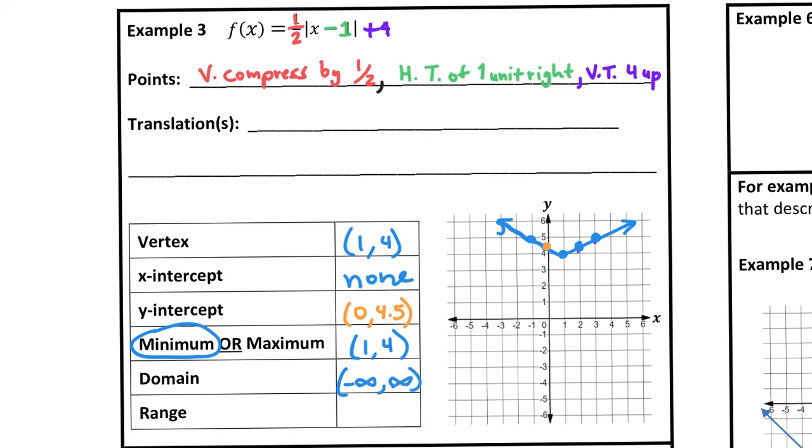And the range, what's the lowest that the graph goes? It's 4 to a maximum of infinity. So bracket 4 to infinity. All right.